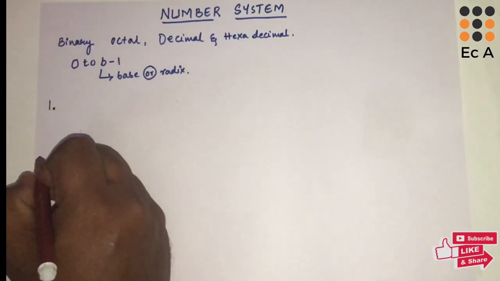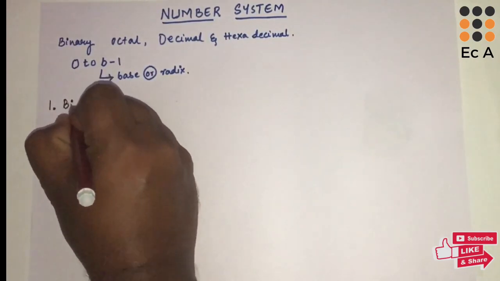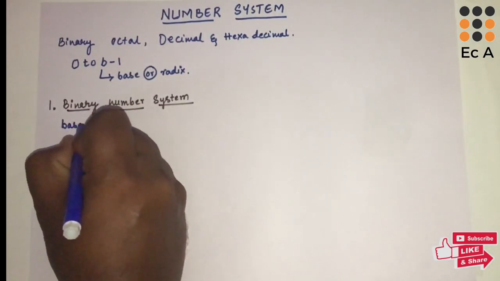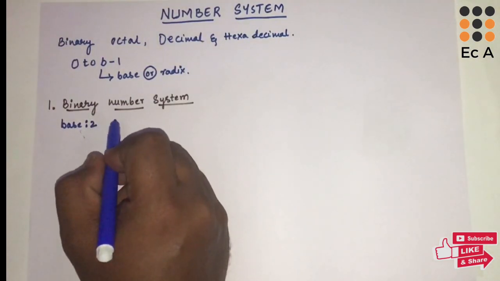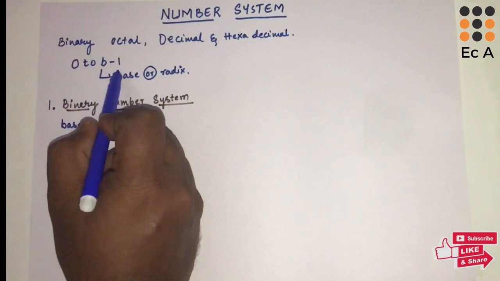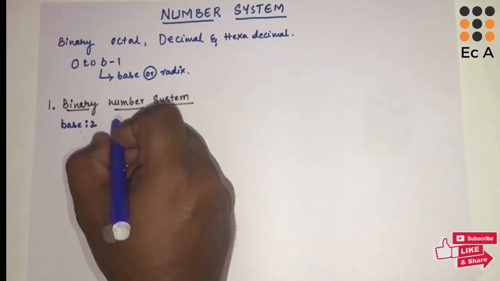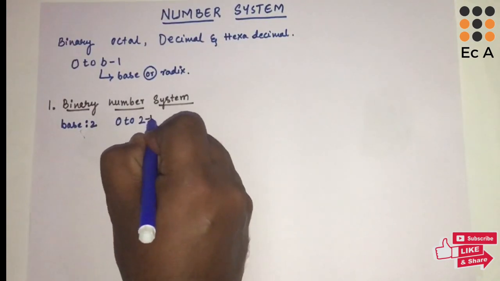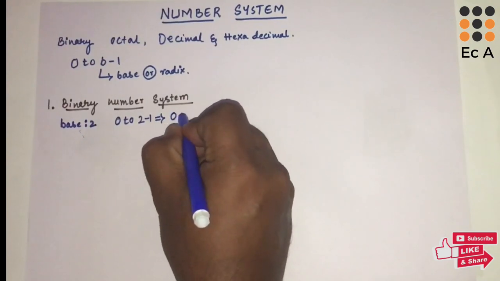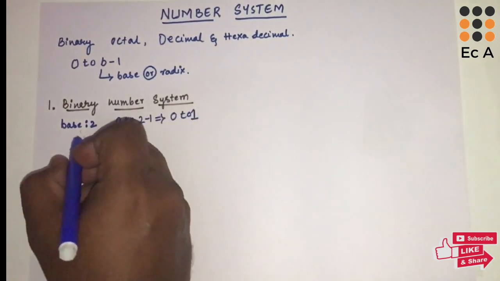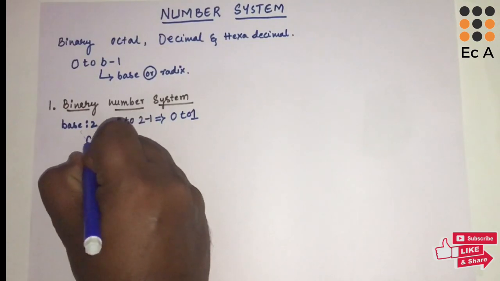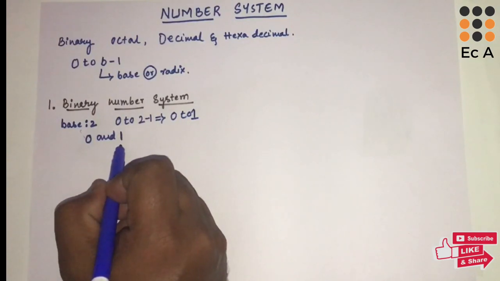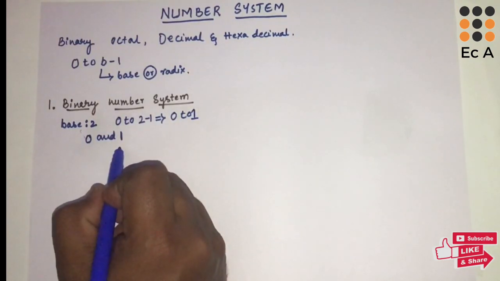Now let us start with the first type of number system, which is binary number system. So base of the binary number system is 2. So the total number of digits in a binary number can be calculated using this formula. So we can write 0 to 2, base is 2, so it is 2 minus 1. So the total numbers will be from 0 to 1. So the binary number system has only 2 digits, it is 0 and 1. Each digit in the binary number is known as bit. Bit is the short form for binary digit.